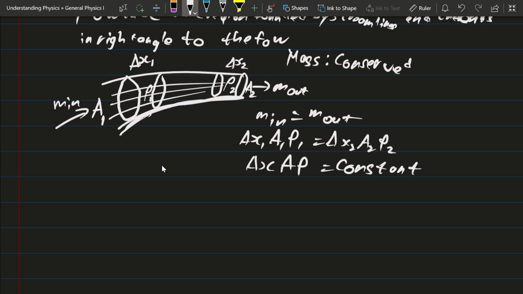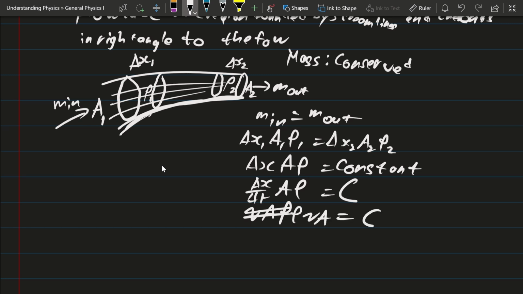Well, the easiest way for you to define the delta x is by actually taking velocity. So let's just divide the entire thing by delta t. You would get delta x over delta t, a rho. And this would equal the constant divided by a certain value called delta t, which is still a constant. I'll call that c. So this delta x over delta t is v. This is v times a times the rho. So with this, I can just rewrite this to be rho v a is a constant.